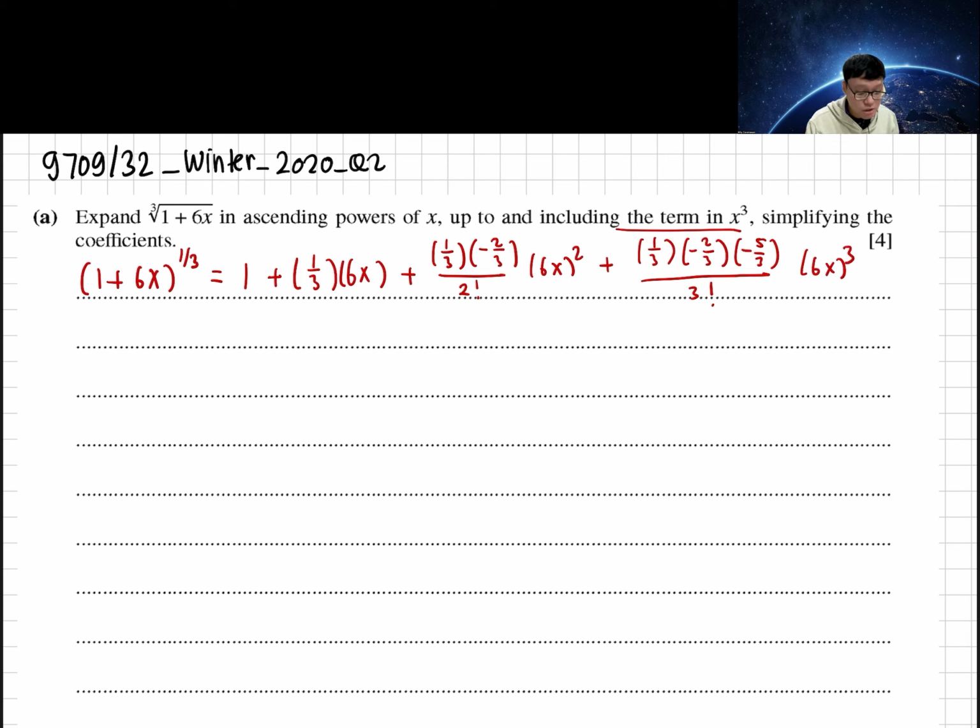And then you just need to simplify this. So you get 1 plus 2x, and then you calculate all of this. You get minus 4x squared. And then this one gives you plus 40 over 3 x cubed. So this is the answer. We just expand until you reach the term x cubed.